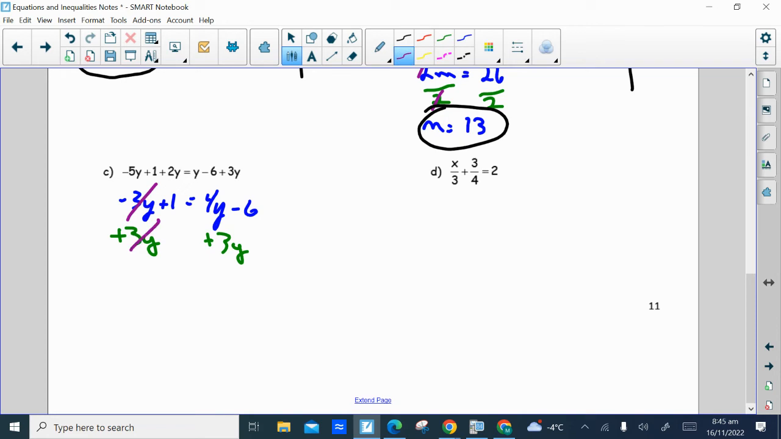On the left, the negative 3y plus 3y cancel. So we're left with positive 1 on the left. On the right, 4y plus 3y is 7y. Take away 6. Before we can get y by itself, we have to get 7y by itself. So we'll add 6 to both sides. Negative 6 plus 6 cancels. On the left, 6 plus 1 is 7, and that equals 7y.